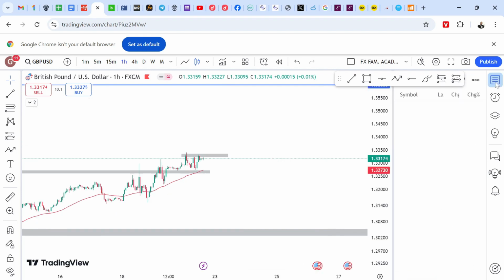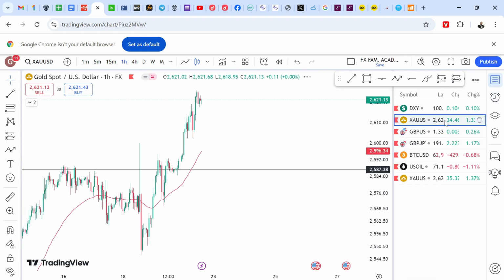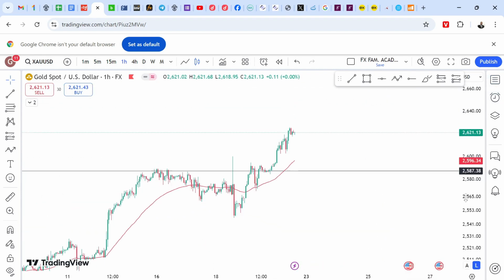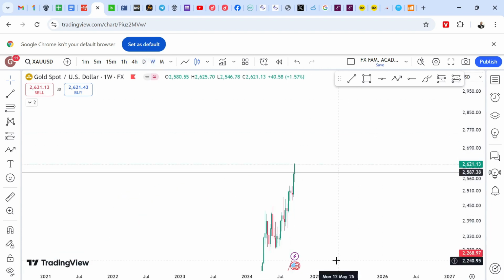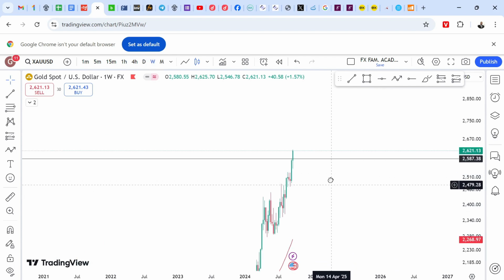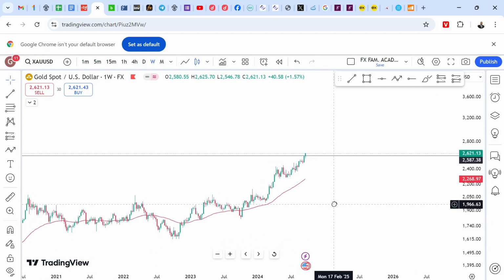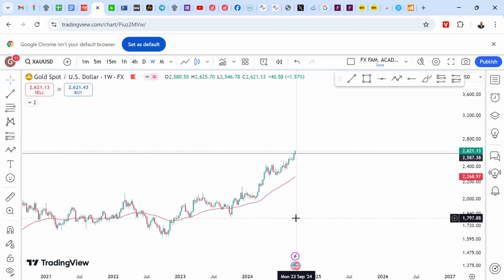So let's look at XAUUSD, which is popularly known as gold. Gold has been at an all-time high. The price of gold is $2,627, and gold has been buying. You can see it's been buying, so what you should be interested in on gold is just to look for buys.